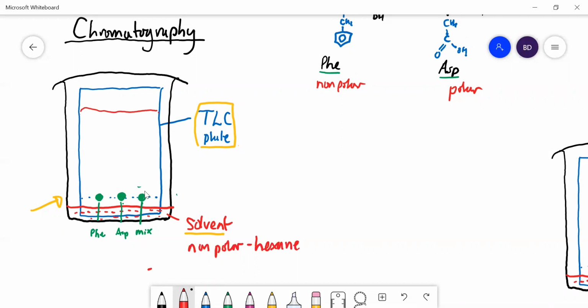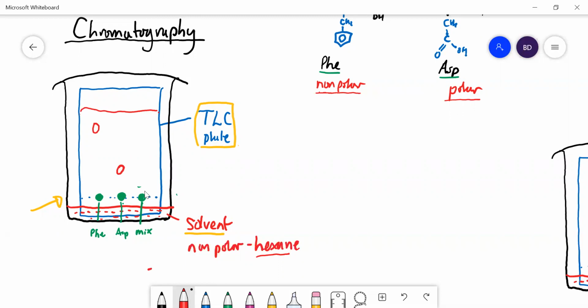Eventually when it gets somewhere up there, you can stop it, and then you can see what's happened. What would probably happen is that the phenylalanine is non-polar, so it's going to have quite an affinity for the hexane. So that will move up a long way, and the spot for phenylalanine will be up here. Whereas the aspartic acid is polar, so it will not dissolve so well in the hexane, and it will have a greater affinity for the stationary phase, the silicon dioxide. So it will move less far, maybe just here.